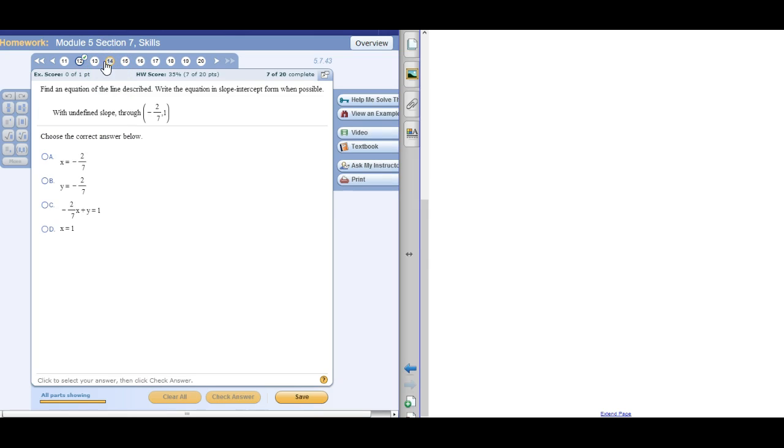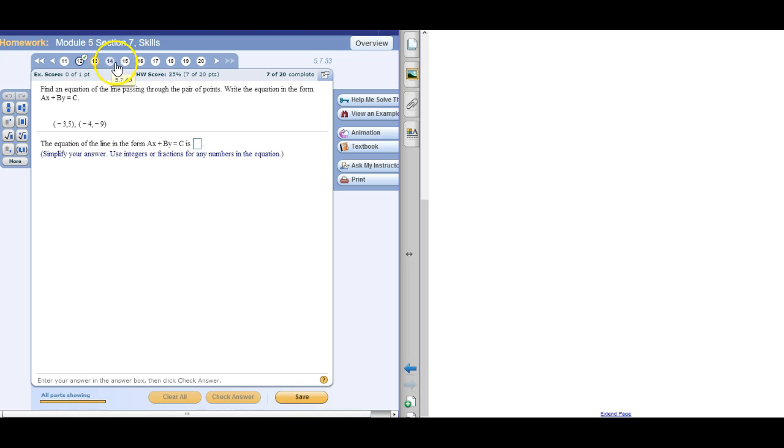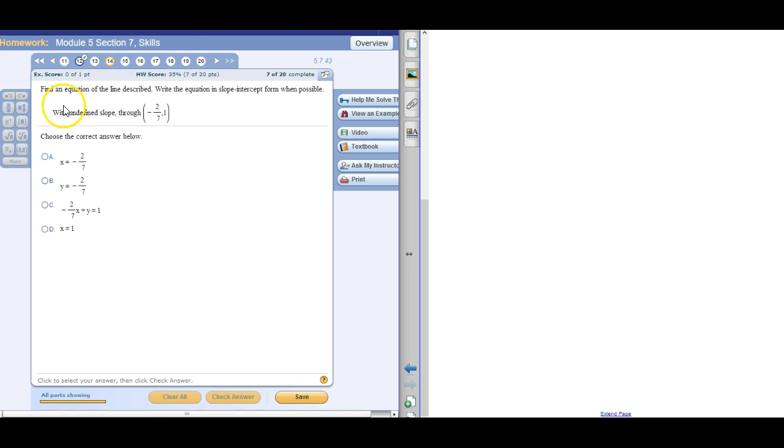Alright, for this last part of section 7, we're looking at special types of lines. So we're looking at lines either vertical or horizontal with this given information. Remember, undefined slope is vertical, zero slope is horizontal. The easy way to remember that is there's a Z in zero and a Z in horizontal. But if it's undefined, that's not zero. Zero is definitely defined. Undefined means vertical.